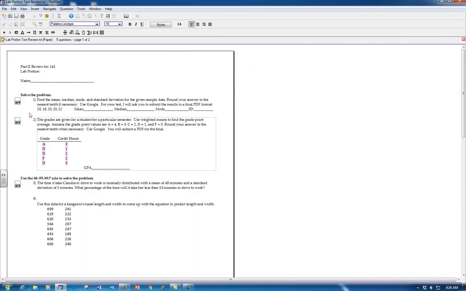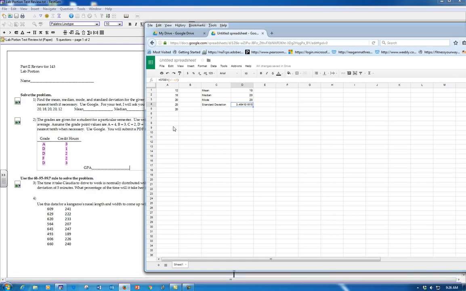For the next problem, and it will be like this on your test also, I give you a list of grades and you have to calculate a GPA. You will be calculating the GPA in Google. You will be writing the answer rounded to the nearest tenth right here on the blank. So let's go into Google. And we're going to put our work here. You've got credit hours, you've got grades and credit hours. So here's my grade for this one.